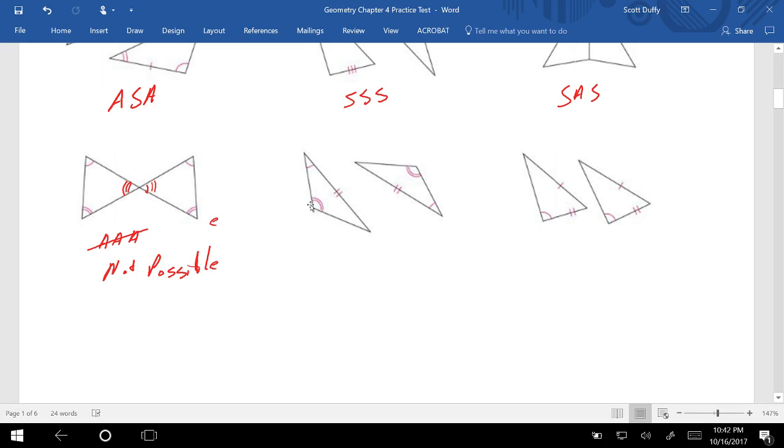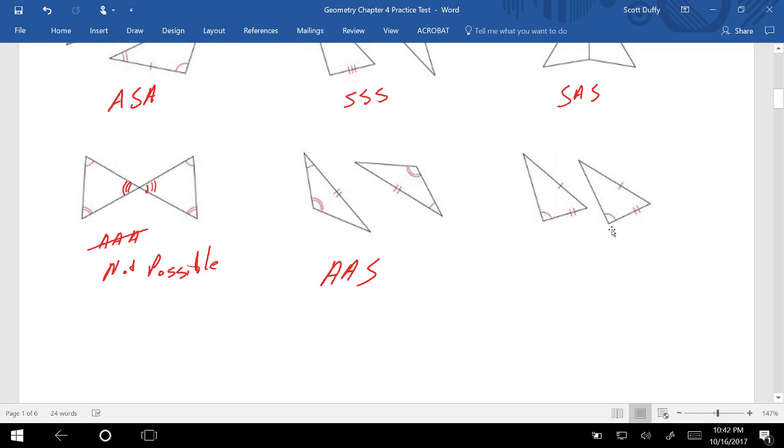Moving on, I have angles, angles, and a side. If I go around the triangle, I start with this angle, then I come to this angle, then I go to side, angle, angle, side. That works.